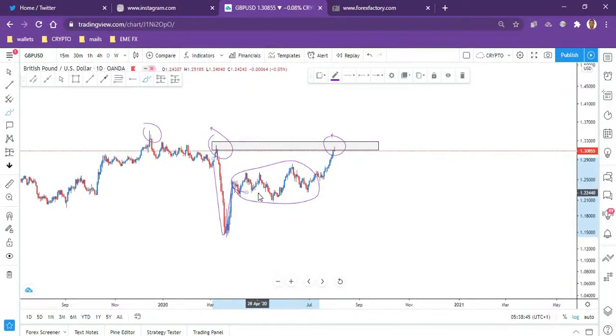Having this correction doesn't mean there are no ways in which we capitalize in this market. There's a whole lot of way of making some money from this, and now we are approaching this area, and what makes it very interesting is the way in which we are approaching this area.